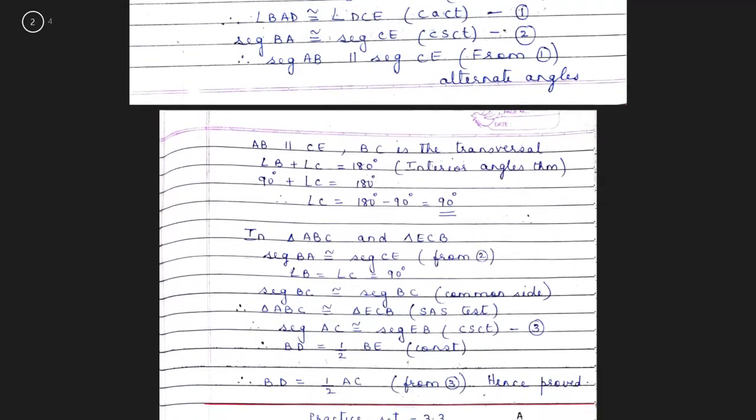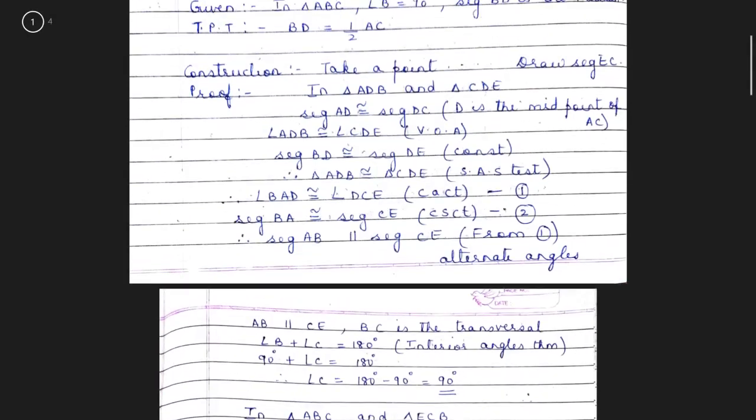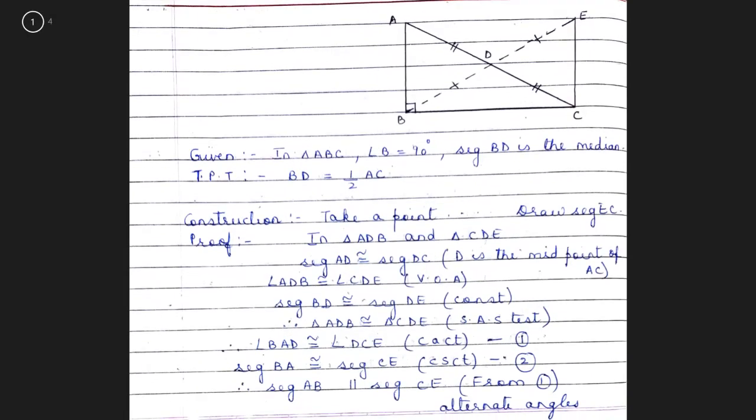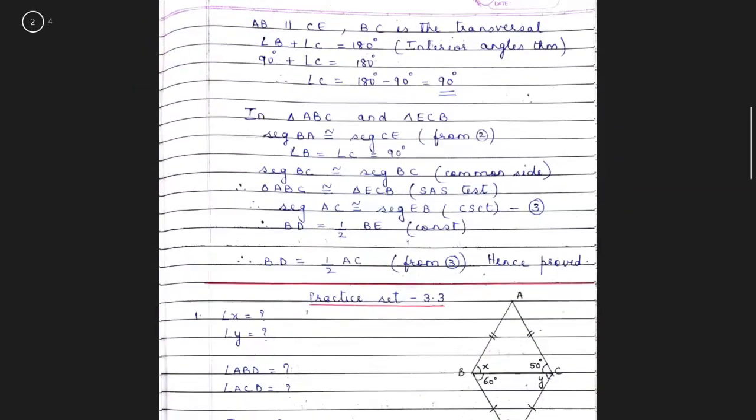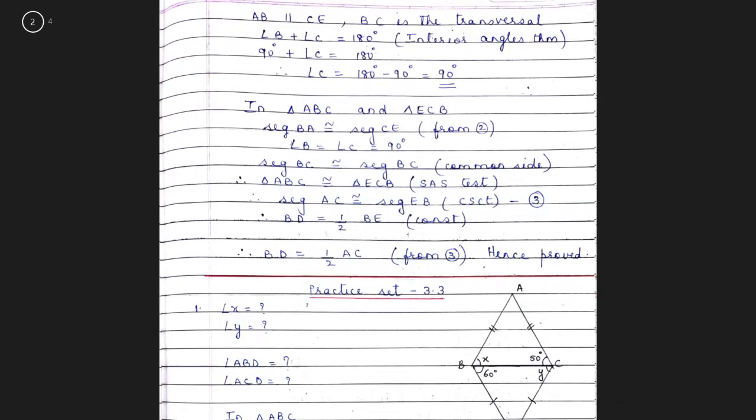That is what I have done here. AB parallel to CE, BC is the transversal. Adding both the interior angles should be 180. So I got angle C is 90 degrees. Okay, now consider the triangles ABC and BCE. You have AB congruent to CE from equation number 1. You have angle ABC congruent to angle BCE, we just proved. BC congruent to BC, common side. Therefore, these two triangles are congruent by SAS test. Okay, and hence AC congruent to BE by CSCT. So this is what I have written over here by CSCT.